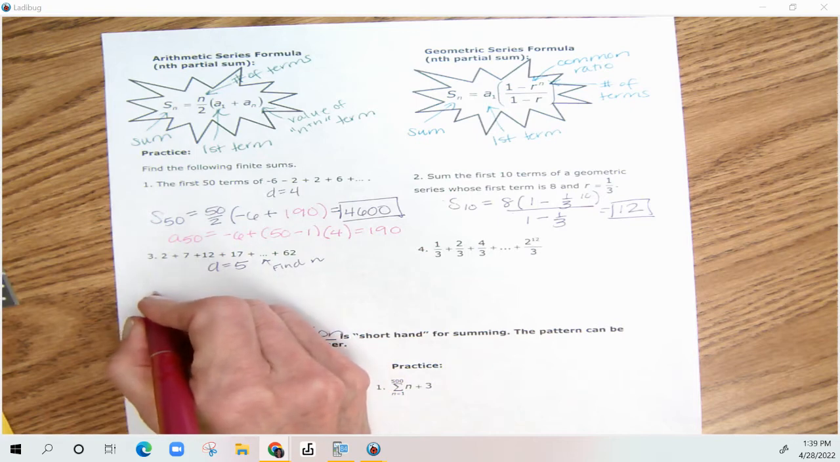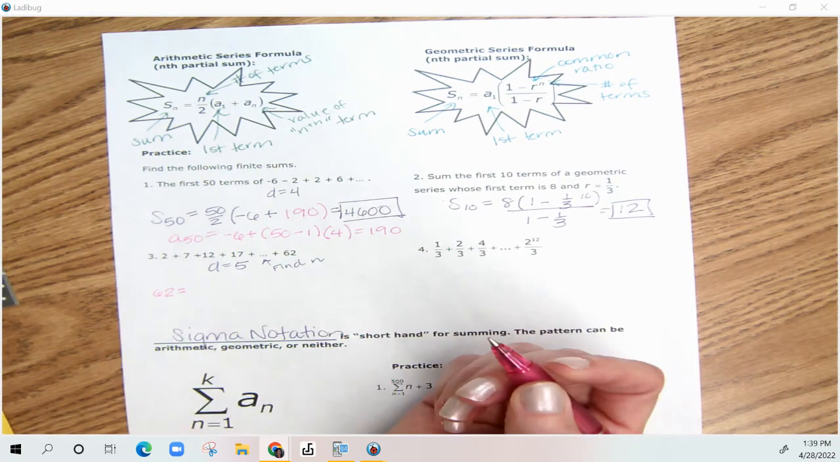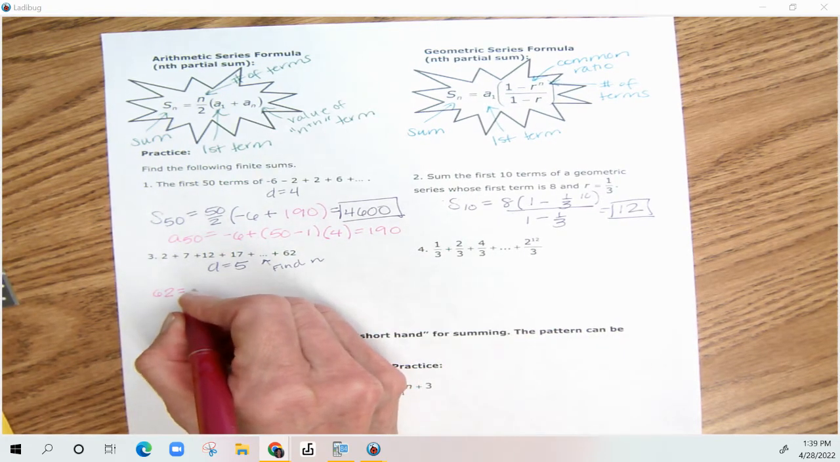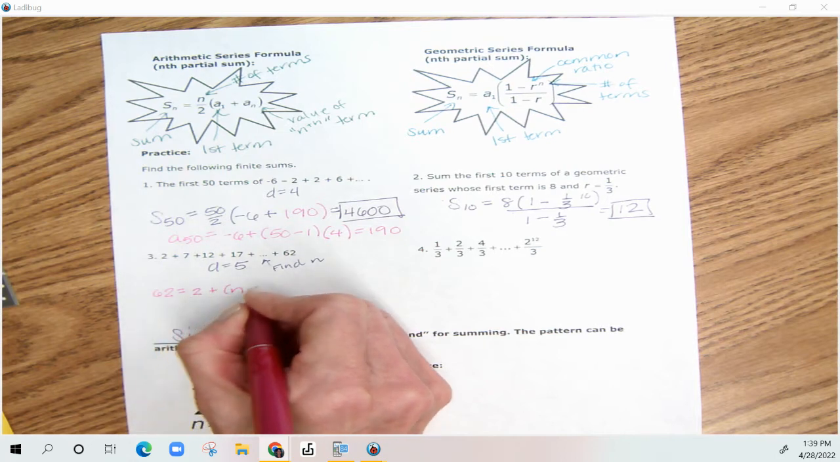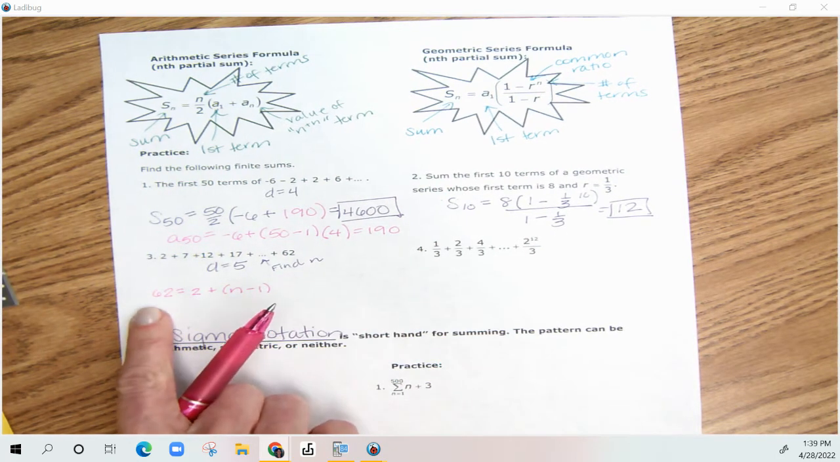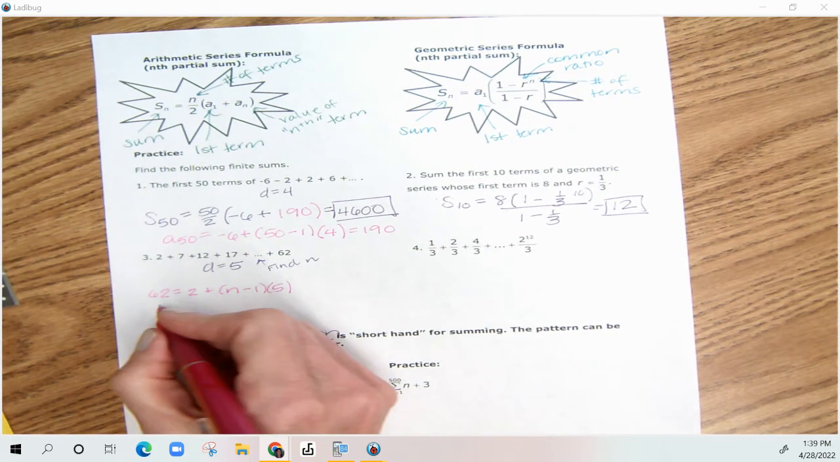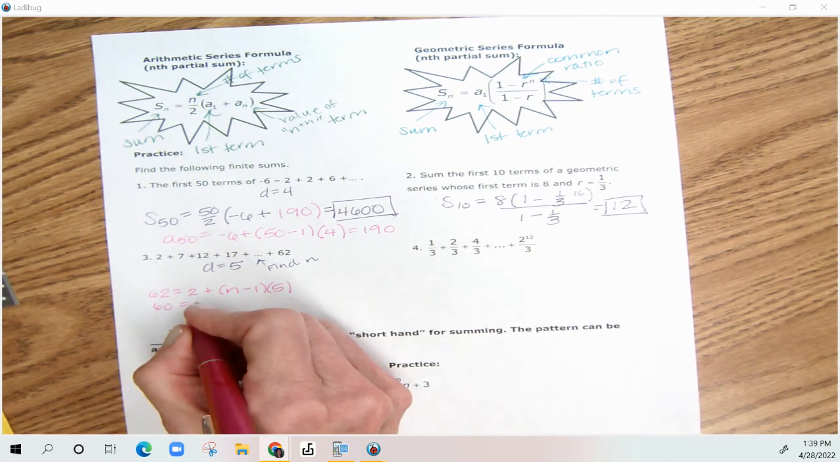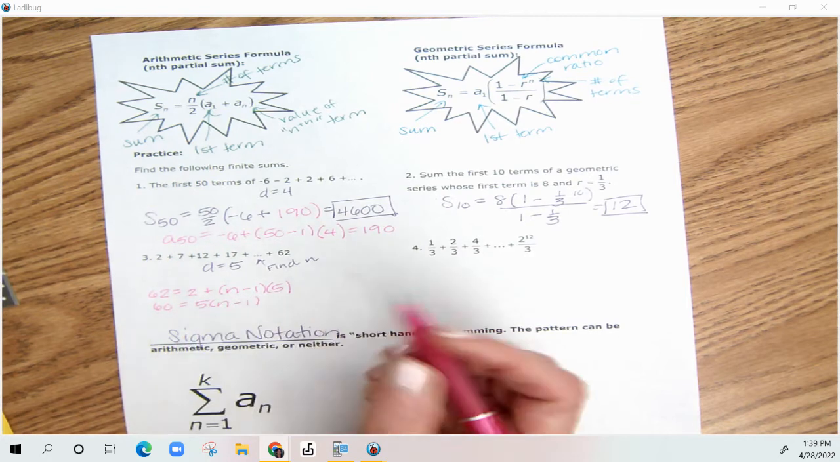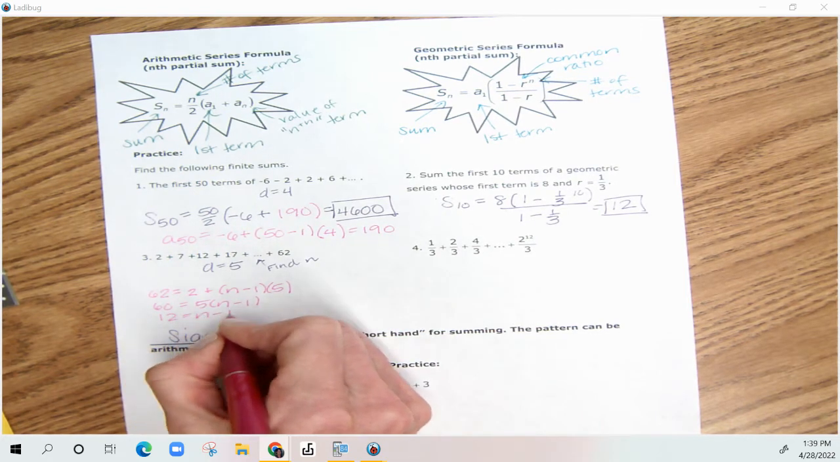So for the sequence formula, the last term is 62, the first term is 2. I don't know what n is, and the common difference is 5. That's going to allow me to solve for n. I get that.